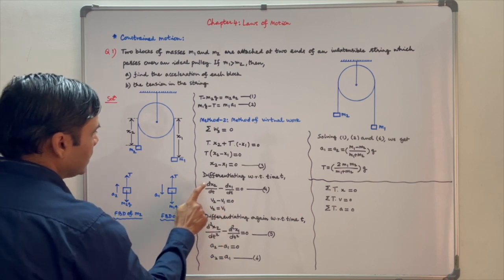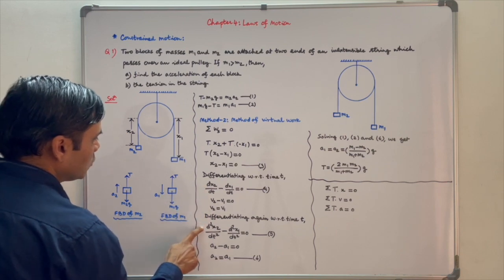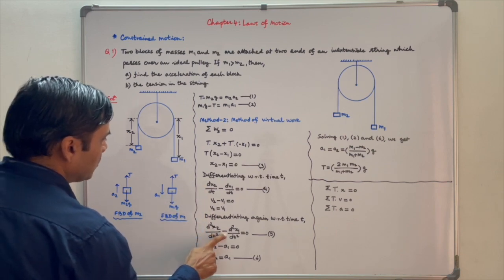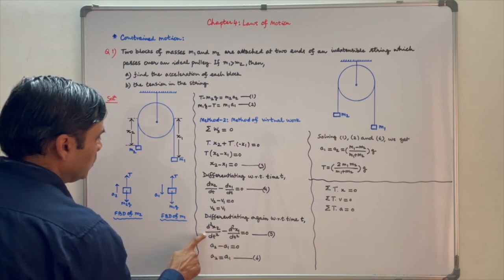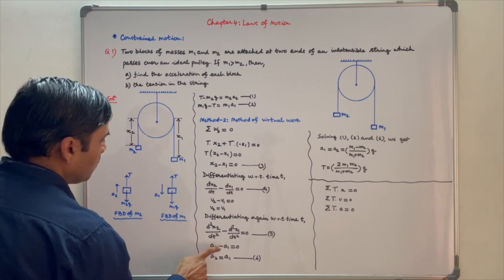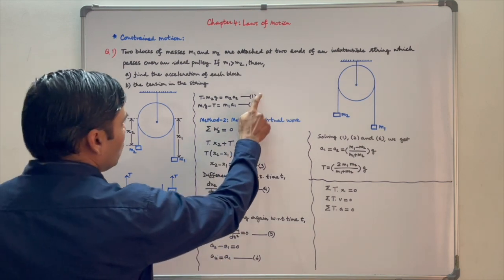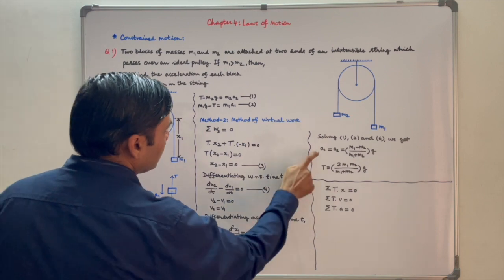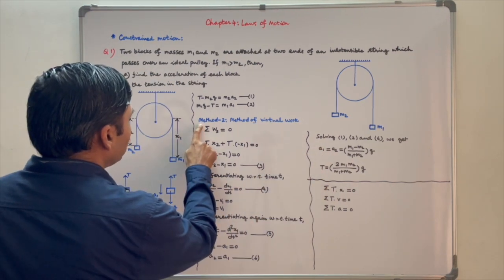Now differentiate this equation again with respect to time. So we get d square x2 upon dt square minus d square x1 upon dt square is equal to 0. This is the acceleration of block m2 and this is the acceleration of block m1. And that is equal to a2 minus a1 is equal to 0, or a2 is equal to a1. So we have got the constraint relation. Solving equations 1, 2 and 6, we get the values of a1, a2 and T. This method is quicker than the previous method.